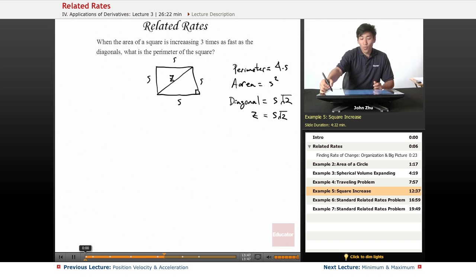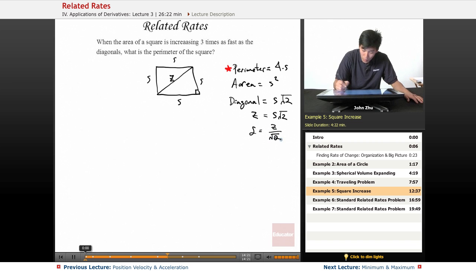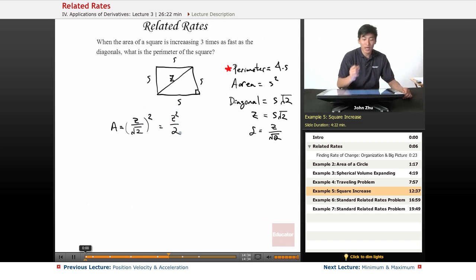So we are looking for what is the perimeter of the square. Well, we're just looking for this. But what is the relationship between s and z? Because we are given that the area is increasing 3 times as fast as the diagonals. So what is the relationship between the area and the diagonals? Well, we solve for s, which equals z over square root of 2. So the area equals s squared, which is z over the square root of 2 squared, which is z squared over 2. So that's the relationship between area and diagonal.